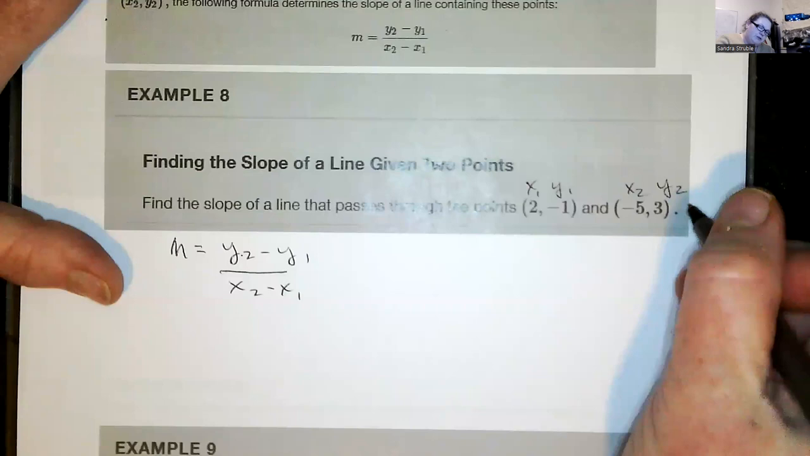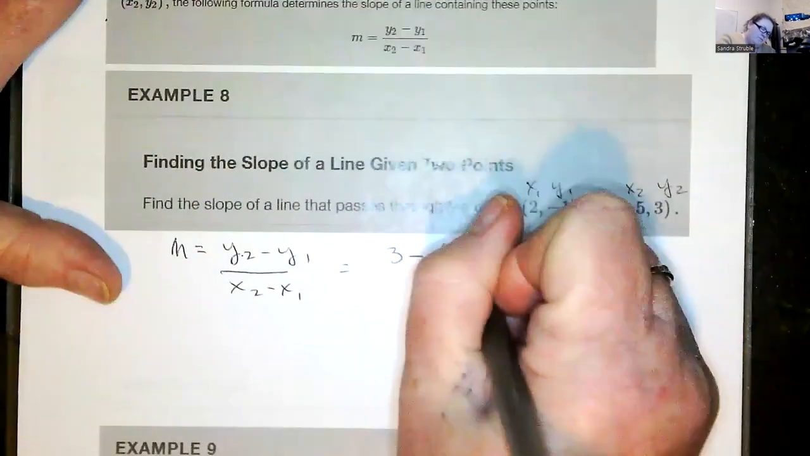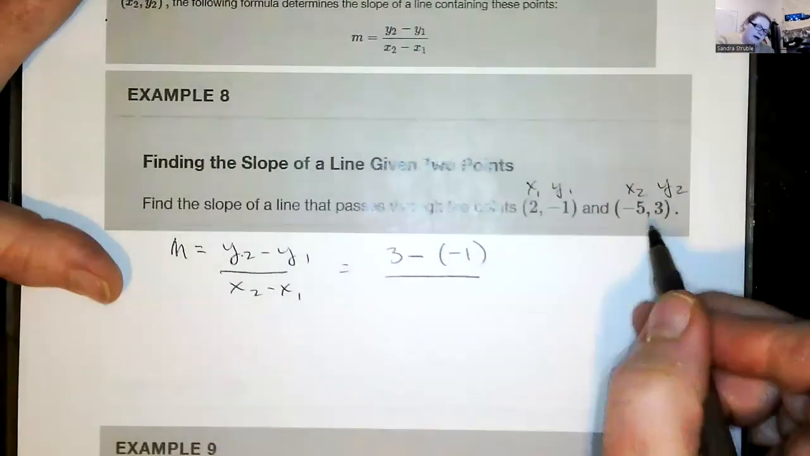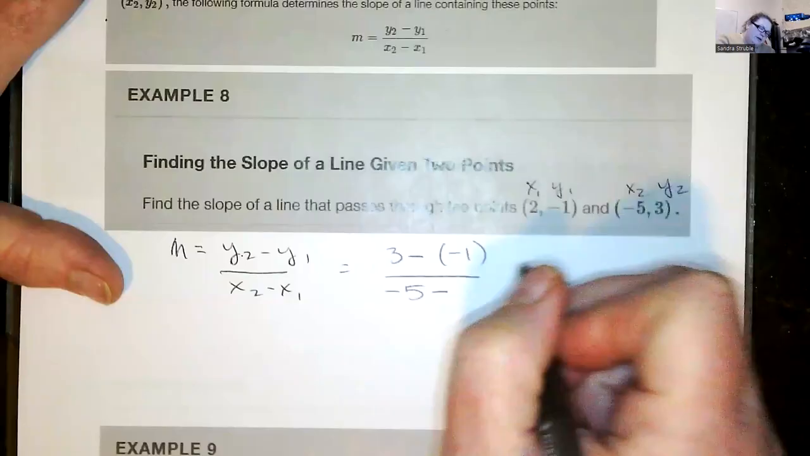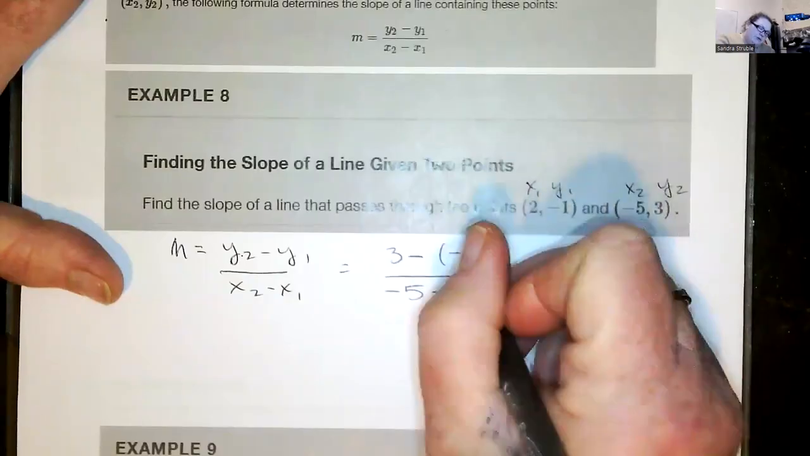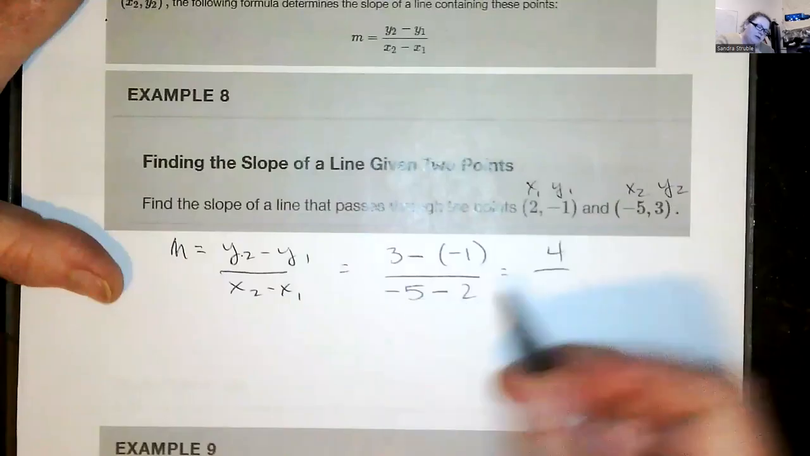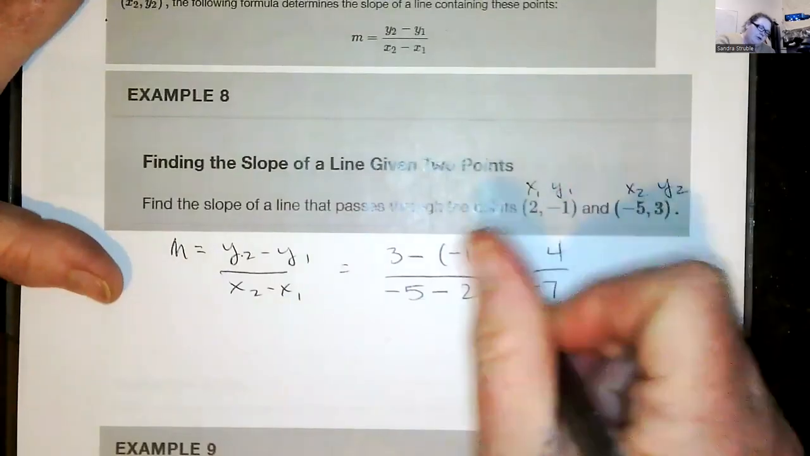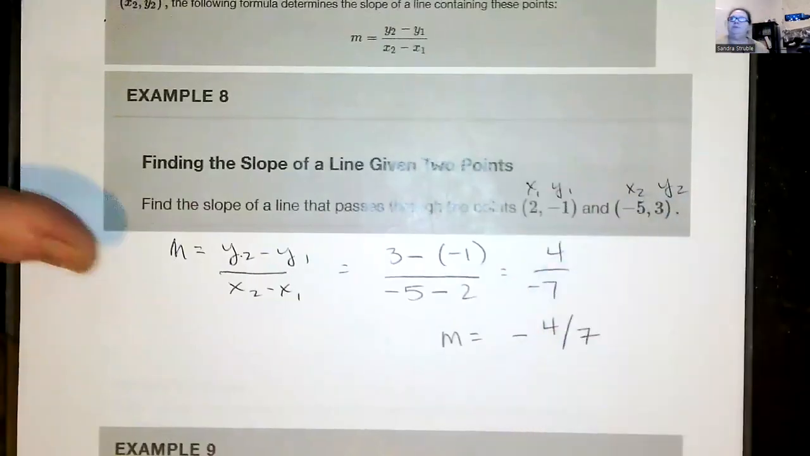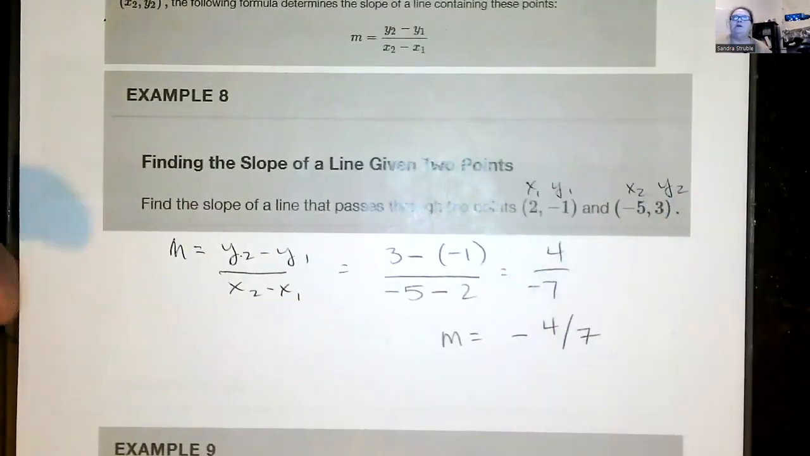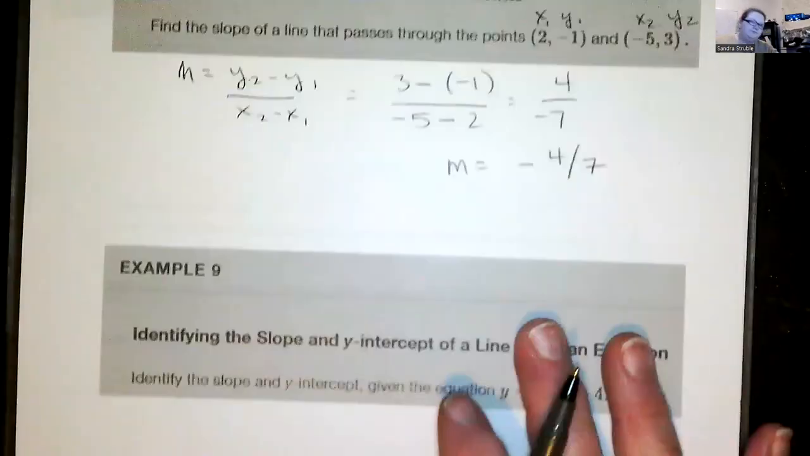So Y sub 2 is 3 minus Y sub 1 is -1 over X sub 2 is -5 minus X sub 1 is 2. So that gives us 3 plus 1 is 4, and -5 minus 2 is -7. So M is equal to -4/7. And yes, you could put that in decimal format, but there's no reason to. All right, moving on.